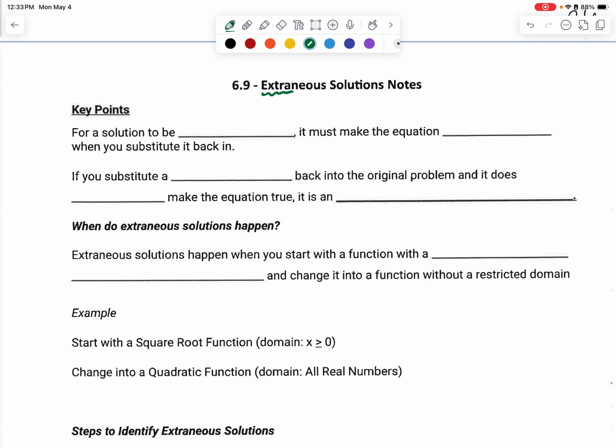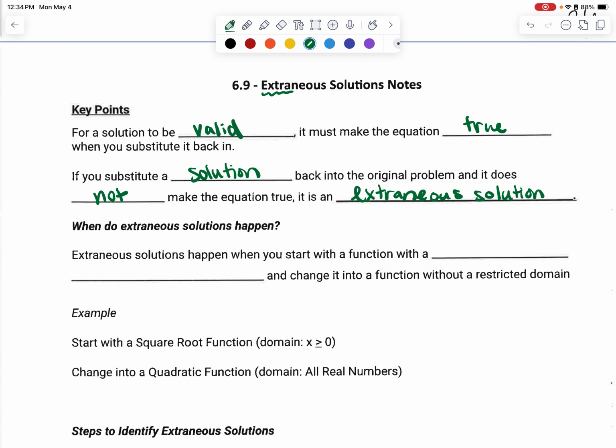actually work. So for a solution to be valid, it must make the equation true. If you substitute a solution back into the original problem and it does not make the equation true, it is an extraneous solution, provided that you found it by solving properly. This is not because we made an algebra mistake, but because we did all the algebra right. The algebra told us there's this answer, and when I plug it back in, the answer doesn't work.